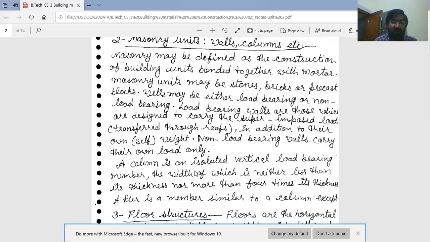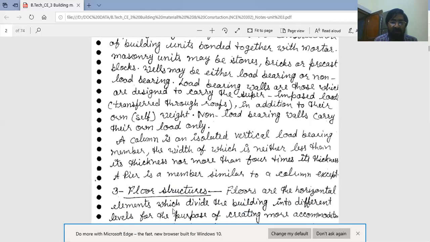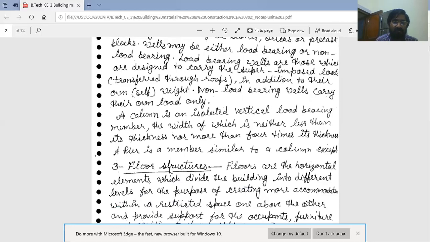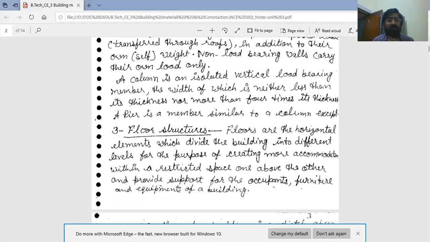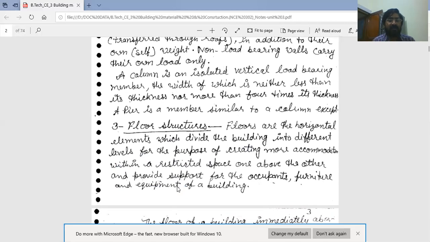In masonry units, the second part is column. A column, generally known as a pillar, is an isolated vertical load-bearing member, the width of which is neither less than its thickness nor more than 4 times its thickness. A pier is a member similar to a column. Pier is used in bridges. Intermediate supports are known as piers in case of bridge.